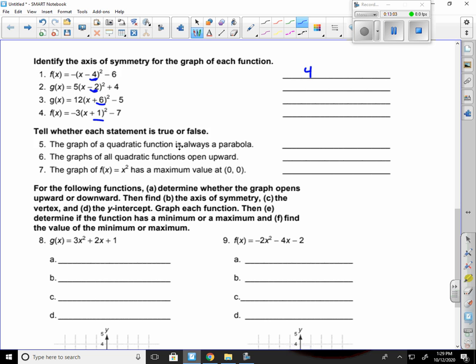Tell whether each statement is true or false. I'll fill that in for you. The graph of a quadratic function is always a parabola. True. The graphs of all quadratic functions open upward. False. Remember, if there's a negative out in front, it opens downward. The graph of f of x equals x squared has a maximum value at 0, 0. That is also false. It's just x squared, so the min is 0, 0.